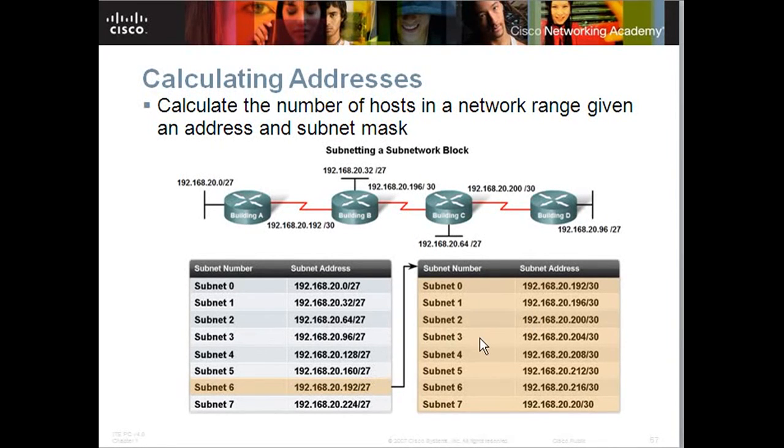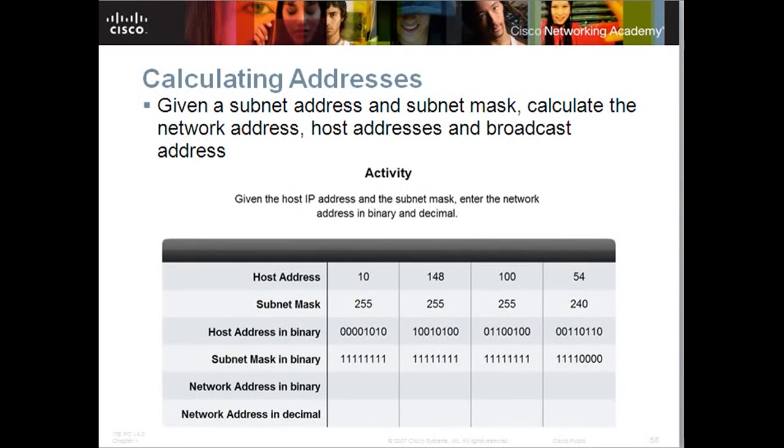So here you can see this is the activity being given. For example, 10.148.100.54, one host address is given and one subnet mask is given. So your next exercise is to calculate the network address from the given host address and subnet mask. You have to calculate these subnetworks, first valid IP, last valid IP, whether this is a valid IP, a network address or a broadcast address, and all those things. So thank you very much. We'll go to the next segment.